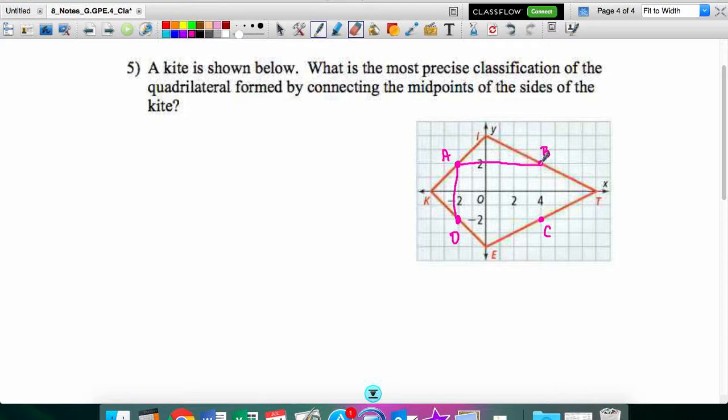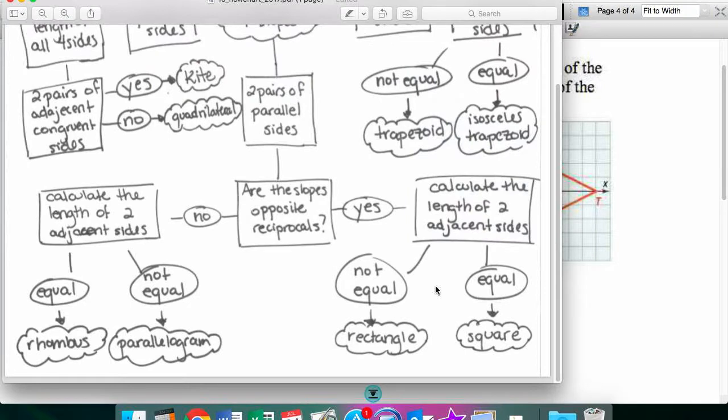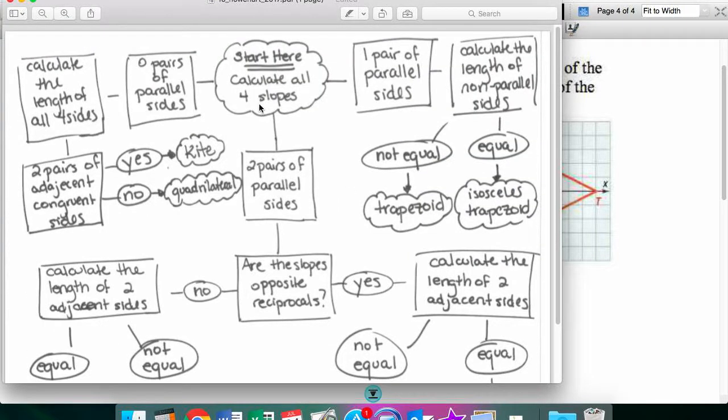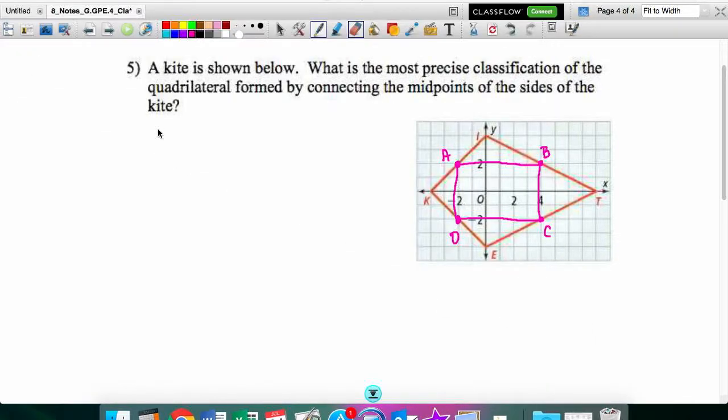Once again, before you just look at the figure and say, oh, it looks like such and such a figure, you want to go ahead and prove it with your slopes and your distances. Otherwise, you won't get full credit. So we turn to the flowchart. The flowchart tells us to calculate the slope of each side. Since I have a graph, I'm going to use the rise over run. So for AB, it looks like it rises 0 and runs 6. So our slope is 0 over 6 or 0.